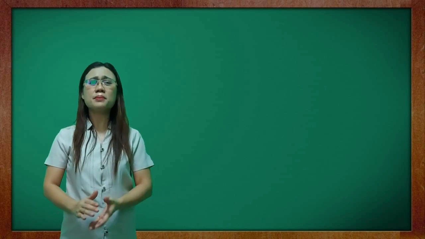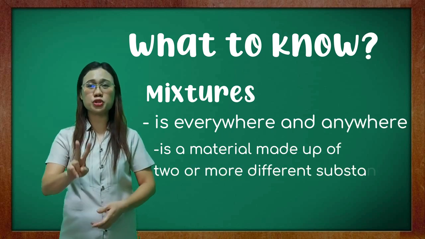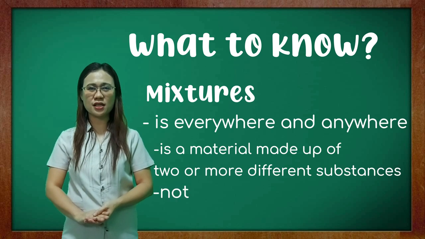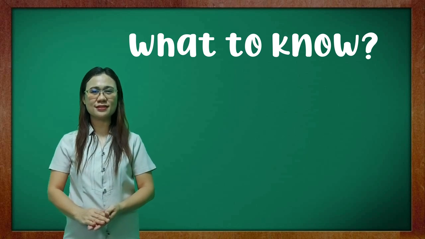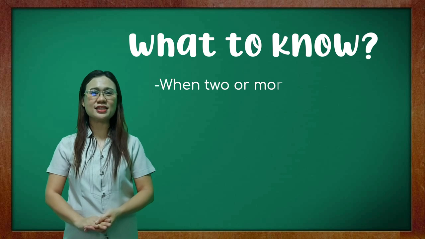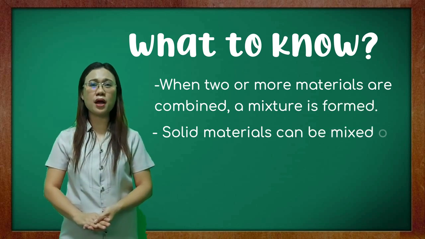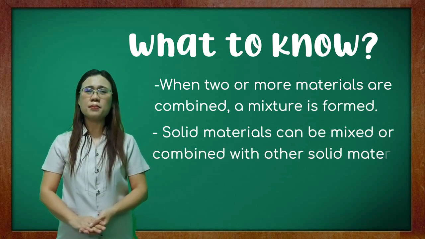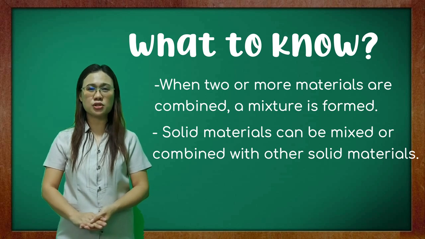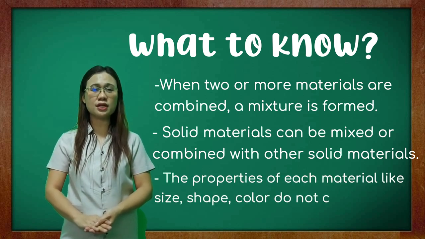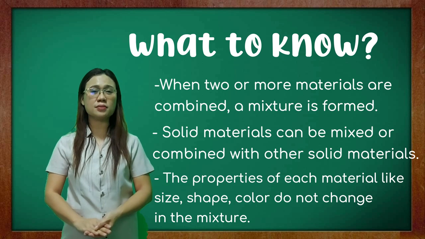What to know? Mixture is everywhere and anywhere because it is a material made up of two or more different substances, which are mixed but not combined chemically. When two or more materials are combined, a mixture is formed. Solid materials can be mixed or combined with other solid materials. Mixed materials can be classified depending on the appearance of the resulting mixture. The properties of each material, like size, shape, color, do not change in the mixture.